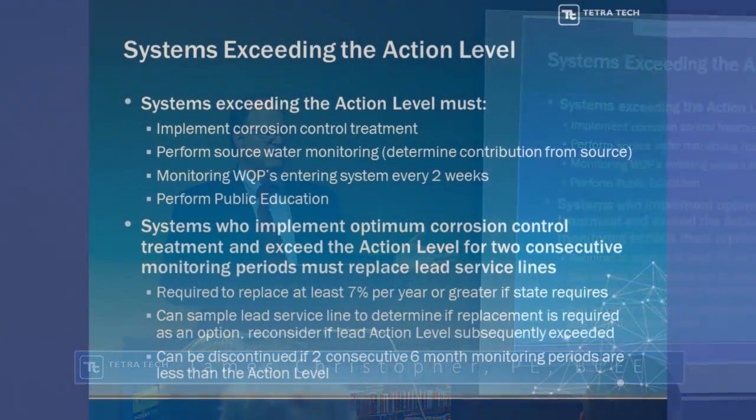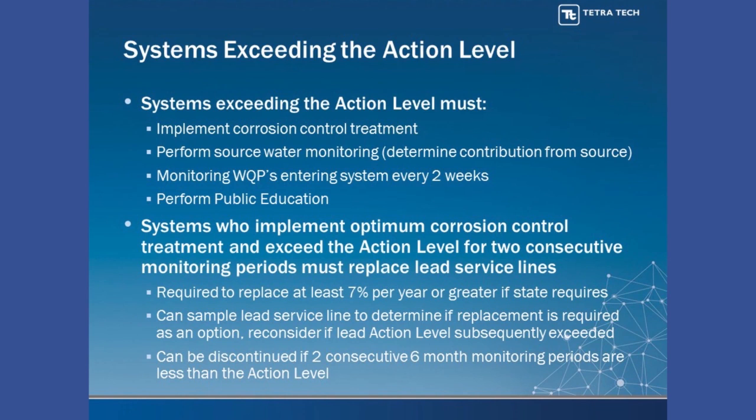If you exceed the action level, you must do what's called source water monitoring. You've got to look at your source and make sure that the utility is not the one responsible for the high lead level that is somewhere out in the system. You have to start monitoring the water quality leaving the treatment plant for the corrosion control parameters every 2 weeks. And you have to immediately begin to perform public education. Basically you have to send to every customer a notification that you exceeded the action level, with information on how they can reduce their level of lead.